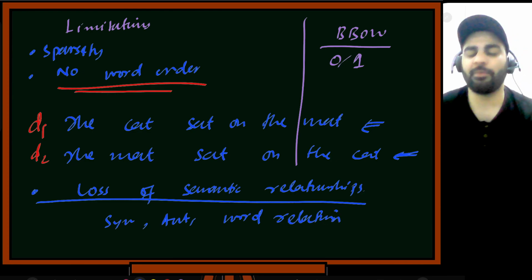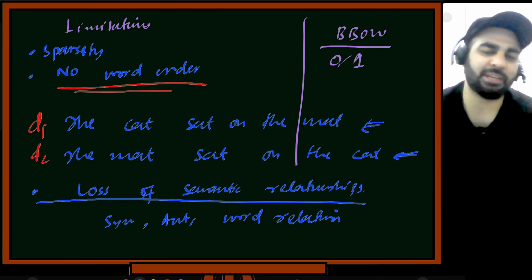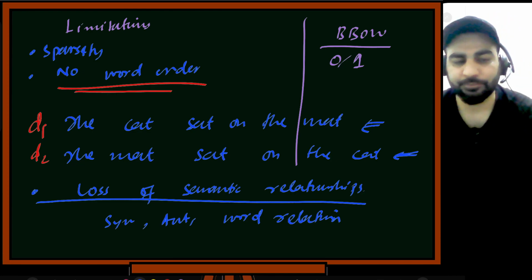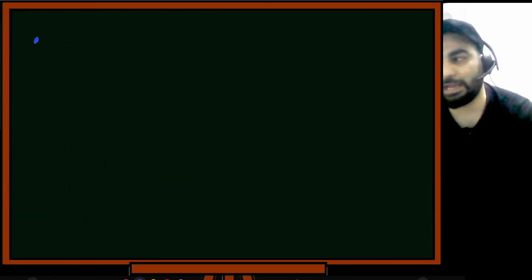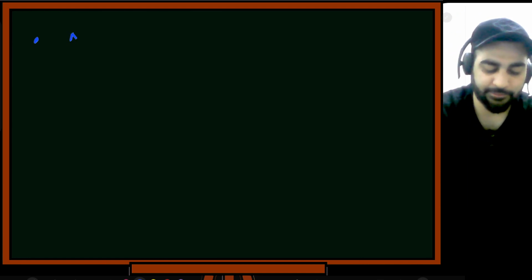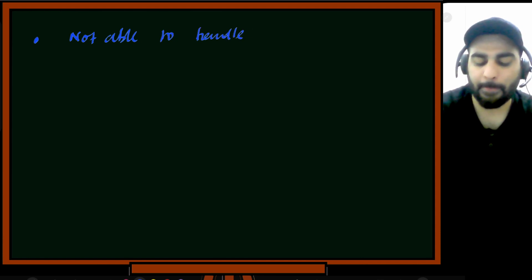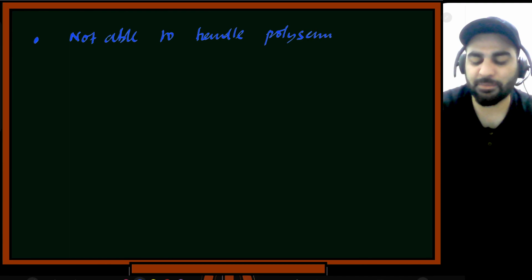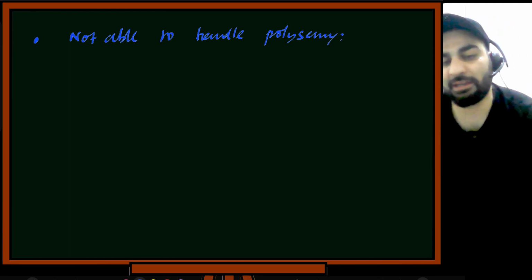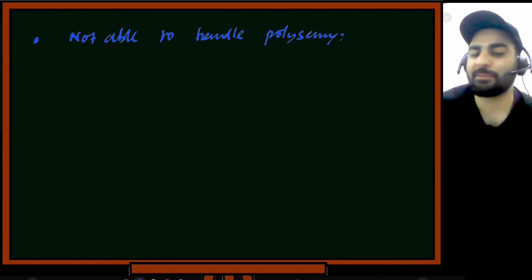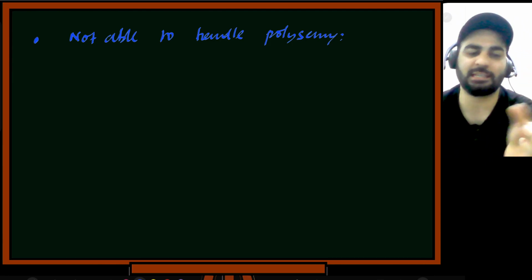Now I'm building a method. It gives me a vector representation, but now I'm finding some limitations, and based on that, we'll build slowly and slowly. Then one more limitation that I can write is that it is not able to handle what is called polysemy. So what is the meaning of polysemy? Polysemy refers to words having multiple meanings depending on the context. Let's suppose you have the same word, and depending on the context, it will have different meanings.